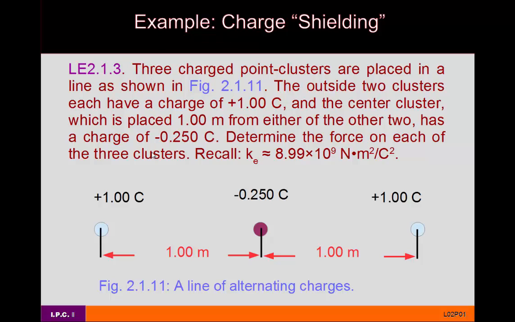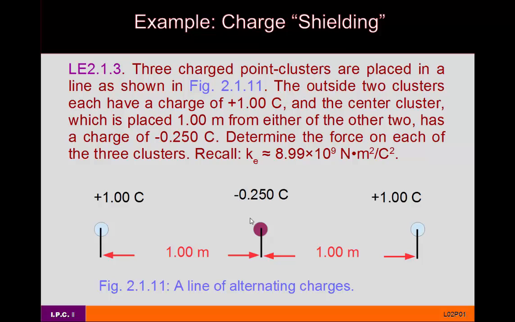This one is an example of what's called charge shielding. And basically what we have here is a line of alternating charges, plus 1 Coulomb, minus 2.5 Coulombs, plus 1 Coulomb. And they're all separated by 1 meter apart. And it should be evident that the net force acting on this particle and the net force acting on this particle should be the same, because they're both the same distance apart from this one, and they're obviously the same distance apart from each other.